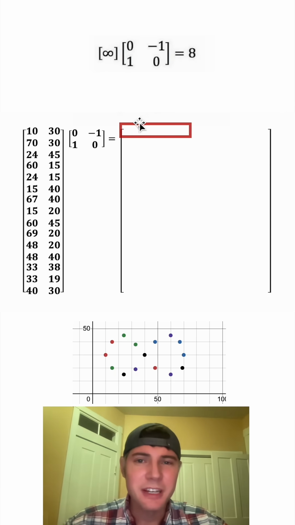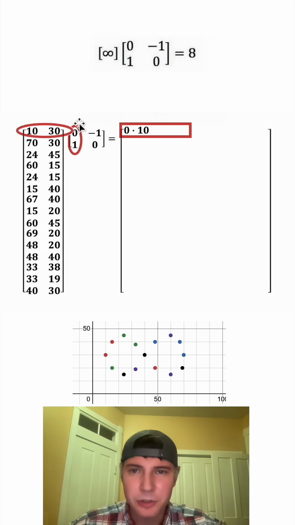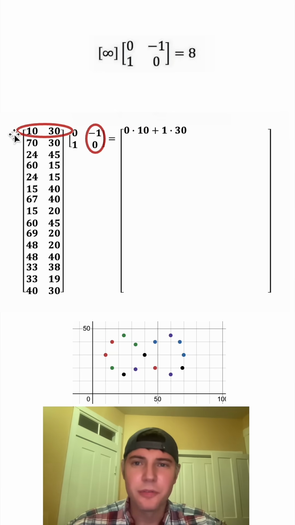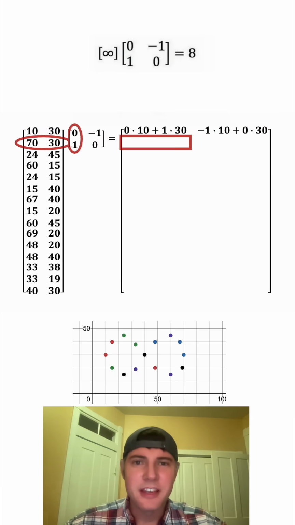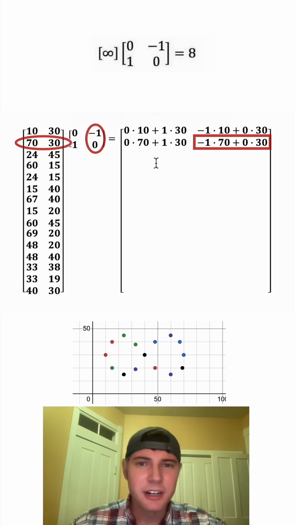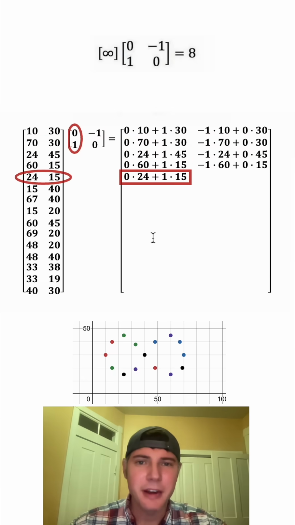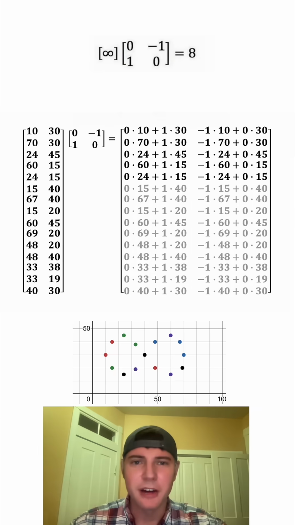So this first element is the first row, first column. So we're going to take the first row, first column, and we'll do the 0 times 10 plus the 1 times 30. And then next we'll do the first row, second column, and same thing, we're going to do the -1 times the 10 plus the 0 times the 30. And the same thing for here. If we want to do the second row, first column, we'll end up doing the 0 times the 70 plus 1 times the 30. And same thing for here and here and here. The pattern is just going to keep going on. Eventually, we'll build out all of this.